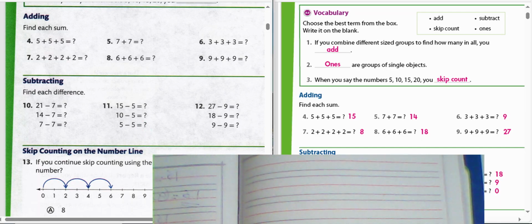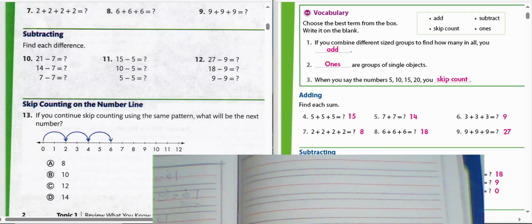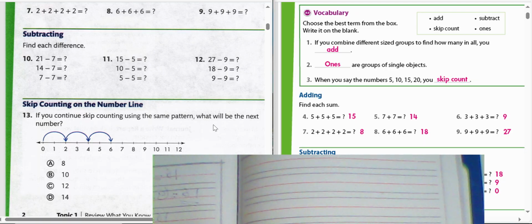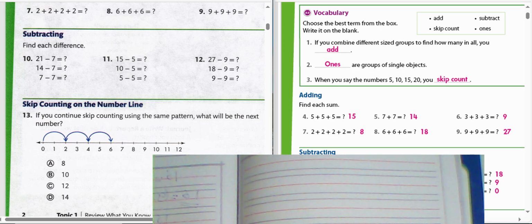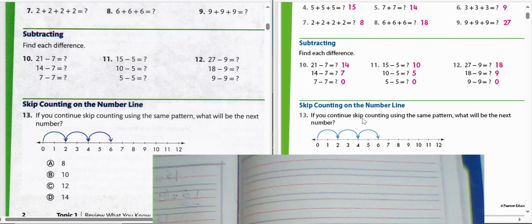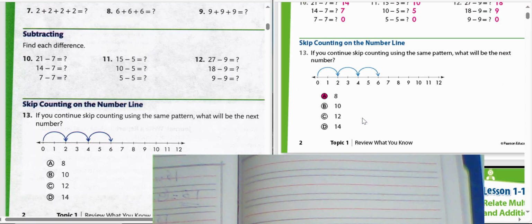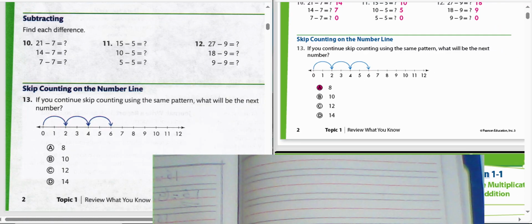Understood? Now, number line. If you continue using the same pattern, what will be the next number? 0, 2, 4, 6, 8. Then the number will be 8. Add 2 each time. Okay, then the answer here will be 8. Choose the first one about solution. Okay, understood? Okay, next page number 2.